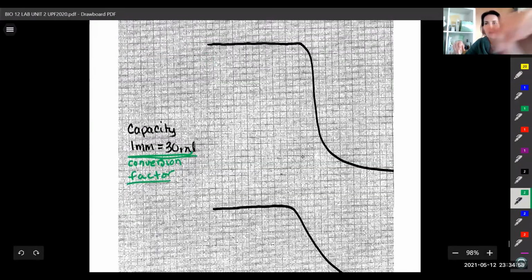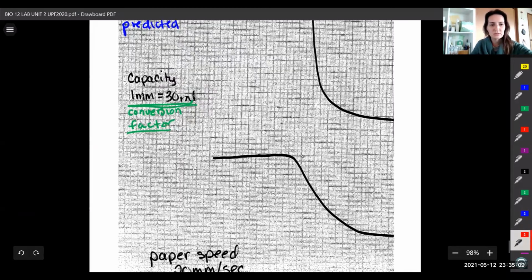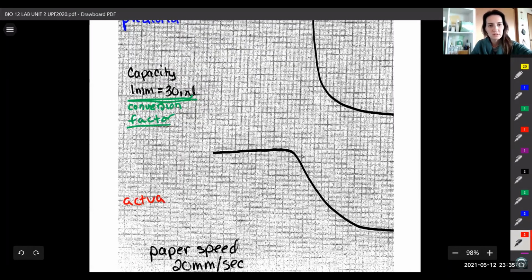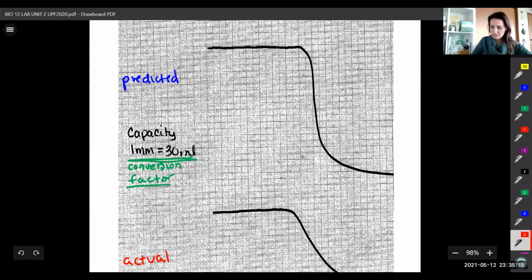Okay, so for this top one here, like I said, this is going to be our predicted. The one on the bottom here is going to be the actual. Right. So let's run through some measurements together. It's going to be hard for me to use my ruler on the screen, so I won't do that. I'll try to draw lines as straight as possible here.